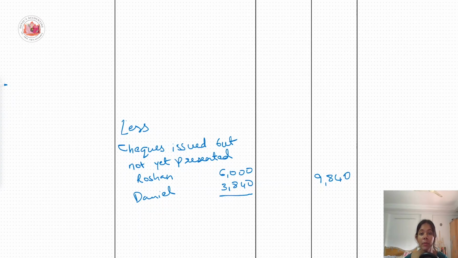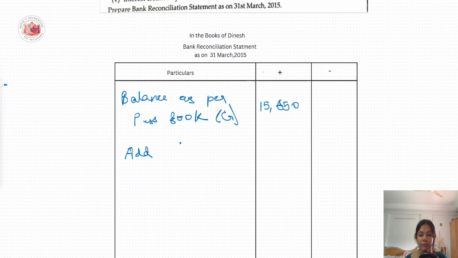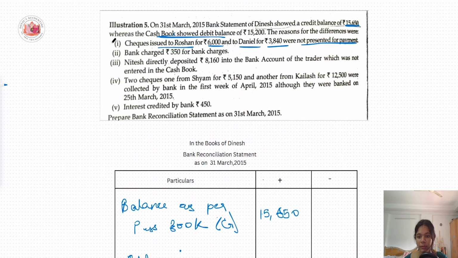Now we are going to be thinking from the perspective of the passbook. Earlier we were seeing from the perspective of the cash book. Okay. Now the bank has charged 350 rupees for bank charges. In our passbook this amount has been deducted, but in our cash book this amount didn't get deducted, right? So our cash book is 350 rupees more than our passbook.